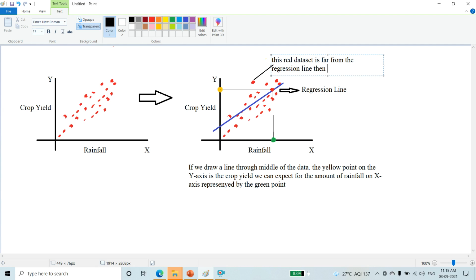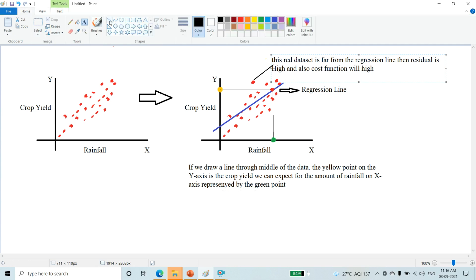So this red data point is far from the regression line, then the residual is high and also the cost function will be high, for the far point.